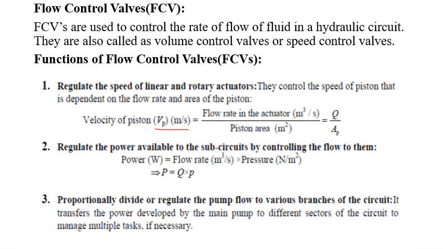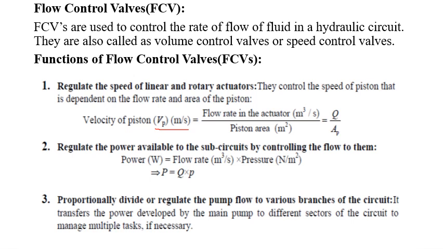The second function is to regulate the power available to the sub-circuits by controlling the flow to them. It means the power in watts equals flow rate times pressure: flow rate in cubic meters per second times pressure in Newtons per square meter. So it is denoted by power P equals Q times p.